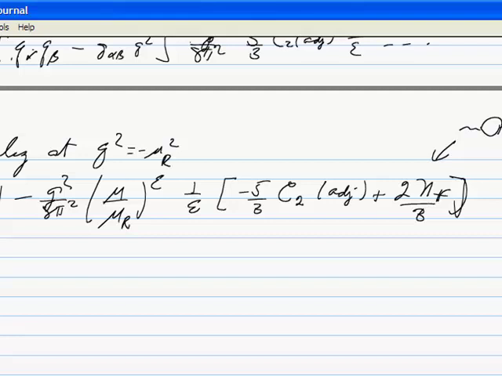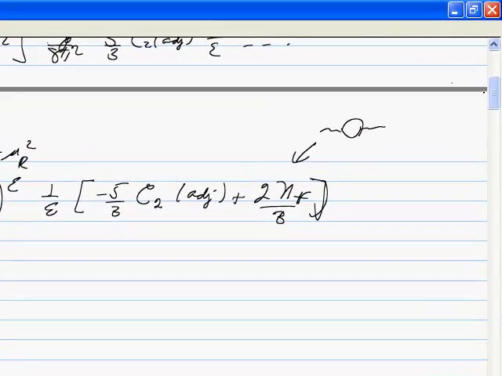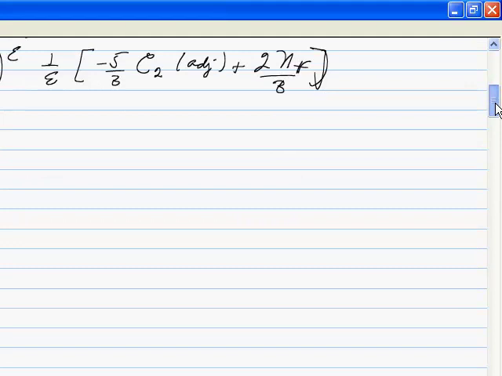Okay, so that's the wave function renormalization. But in Yang-Mills, that's not the beta function. In QED, this was enough to pull out the running coupling, but it's not going to be here, and that's the next thing I want to do. Okay.